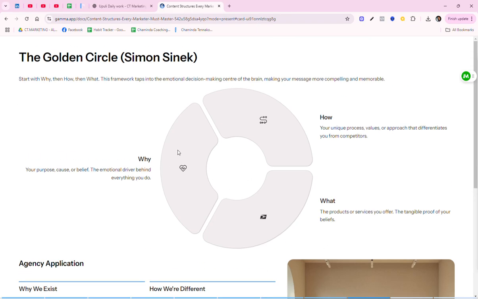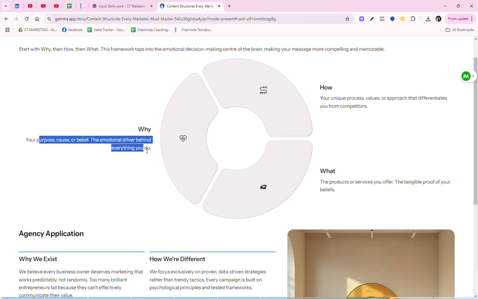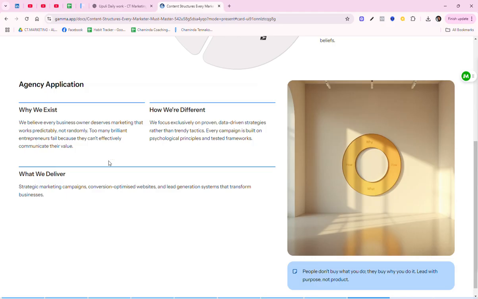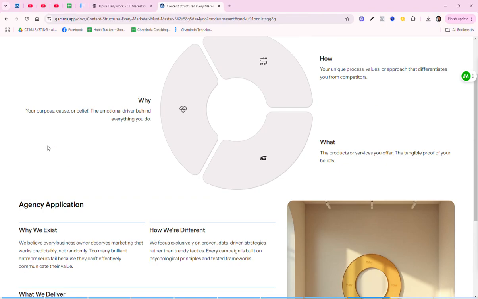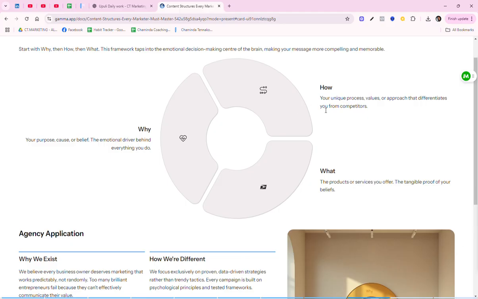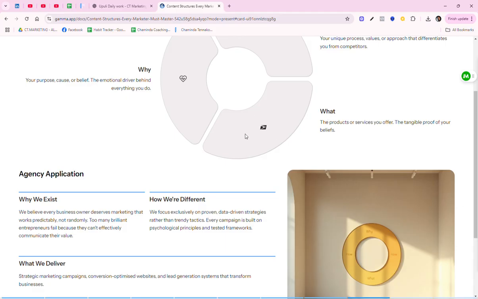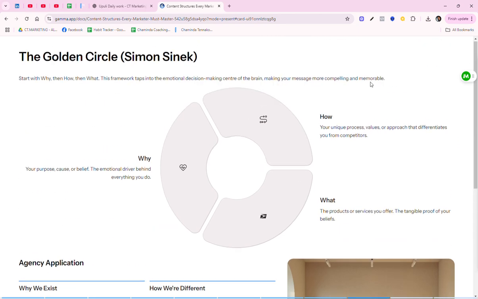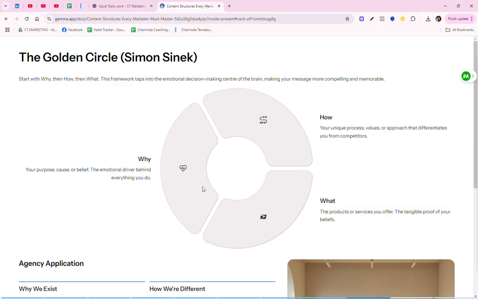So the purpose, the cause or belief, like Apple said, think different. So they want to create something totally different. They want to produce innovation. So that was their why. And then they showed the how. What is your unique process, values, or approach that differentiates you from the competitors? Then we show the what. Then we show product services. This can always get different, the how and the what, but the why has to stay the same for our clients.